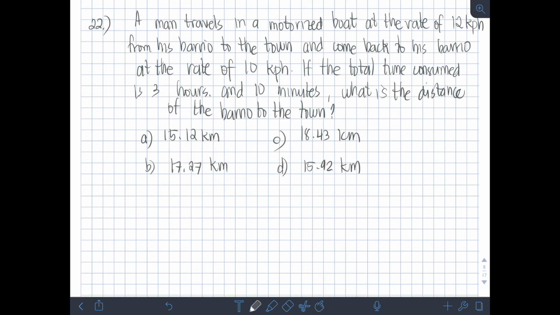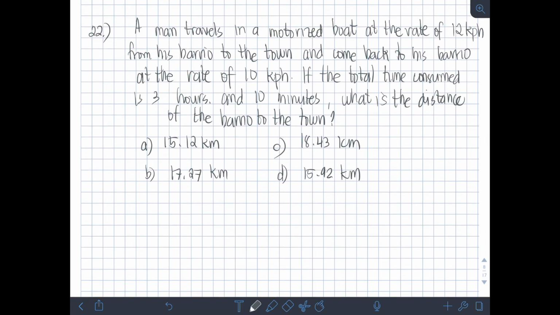Next, we have a man travels in a motorized boat at the rate of 12 kph from his barrio to the town and come back to his barrio at the rate of 10 kph. If the total time consumed is 3 hours and 10 minutes, what is the distance of the barrio to the town? Okay, so gawa tayo ng table. So, represent natin yung rate niya from barrio to town. So, gawa tayo ng row. Barrio to town, as well as yung rate niya town to barrio.